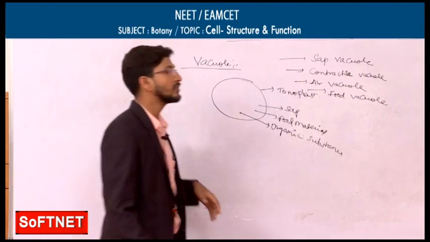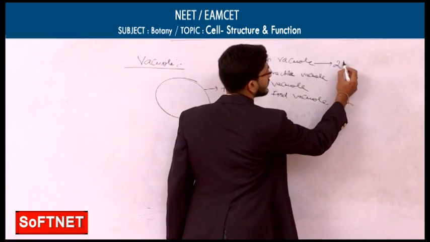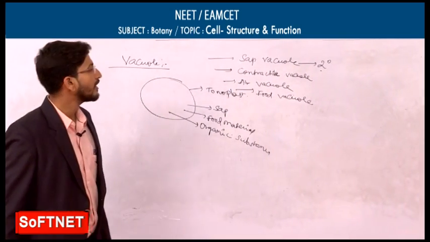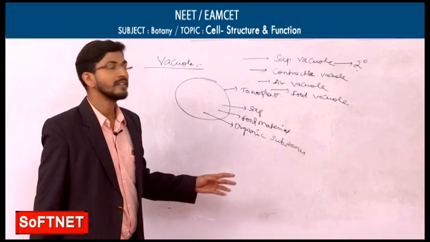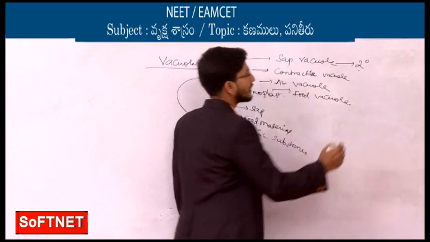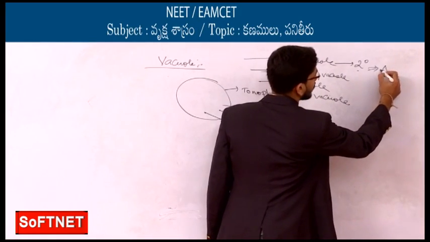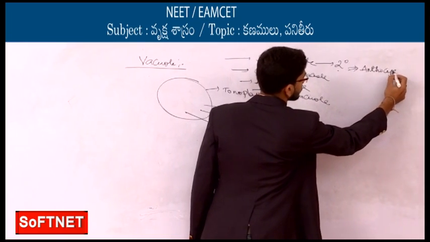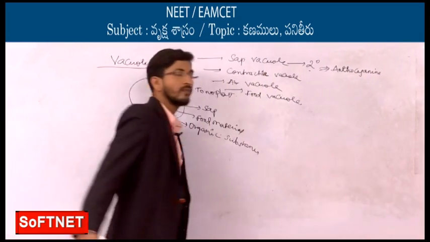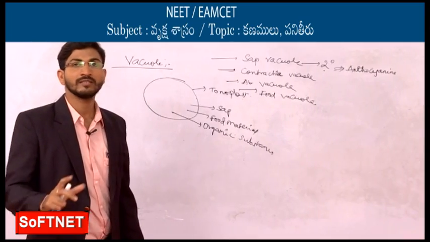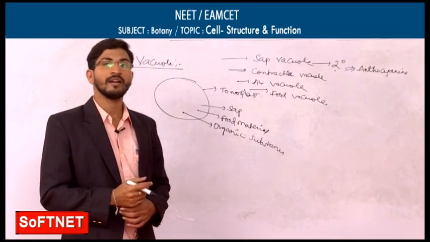Sap vacuole generally stores the secondary metabolites. What are the secondary metabolites? Anthocyanin. What is the function of this anthocyanin? It imparts colors to the floral organs or plant organs.